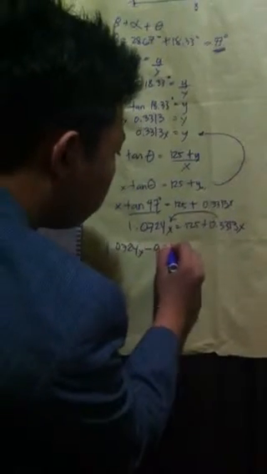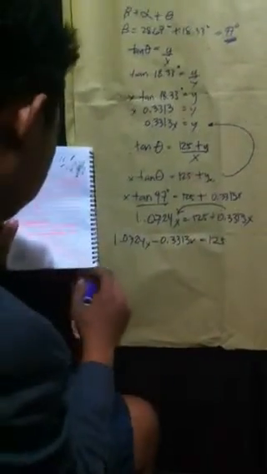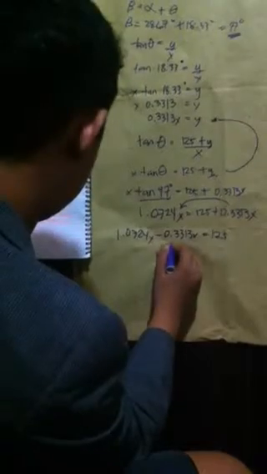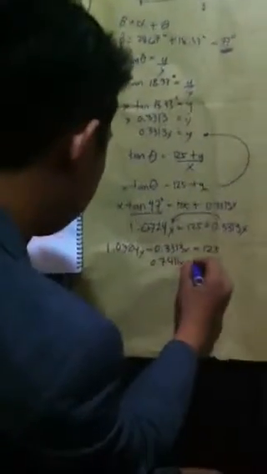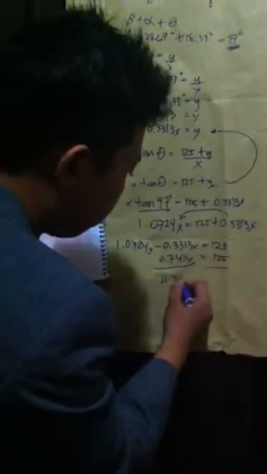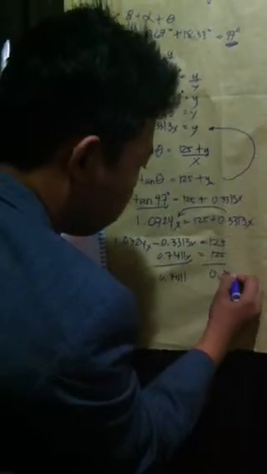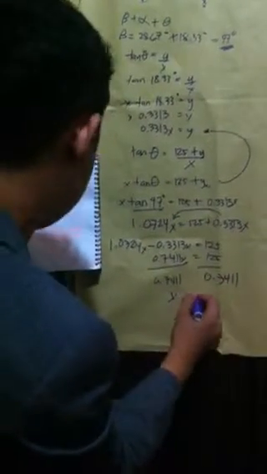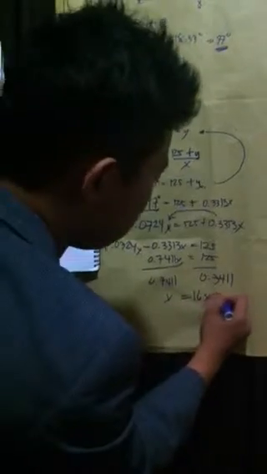minus 0.3313x equals 125. We can now get 0.7411x equals 125. In order to get the x, we will divide this by 0.7411, and x we will get 168.67 feet, and that x is the width of the river. We now have the width of the river, so we can conclude that x equals 168.67 feet.